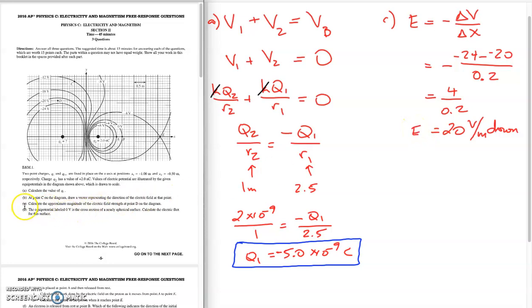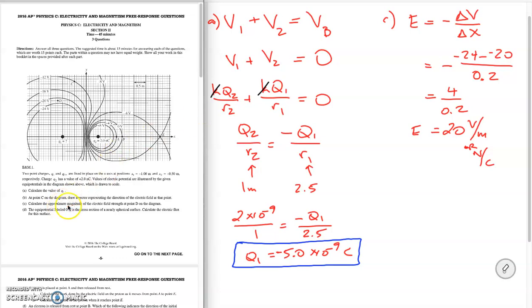Now, if we come back here to part C, it says magnitude. Since they say magnitude, we don't actually even need the word down. What we need is just that 20, and then your units. Your units for electric field are either going to be volts per meter, because that's volts, and the distance that we just measured is meters, or you can use newtons per coulomb. Either one of those is acceptable.